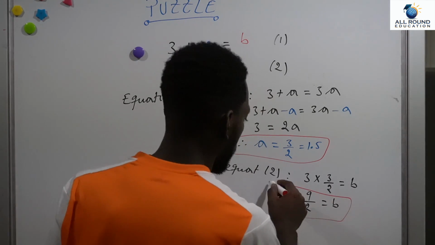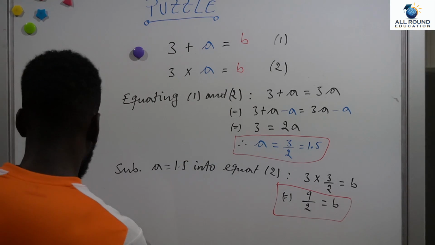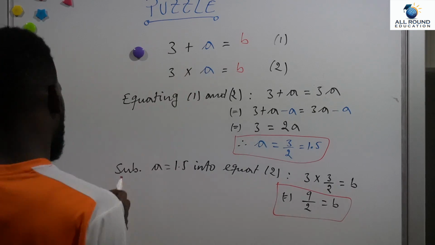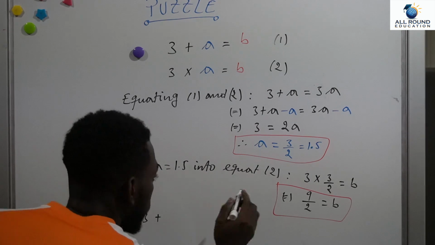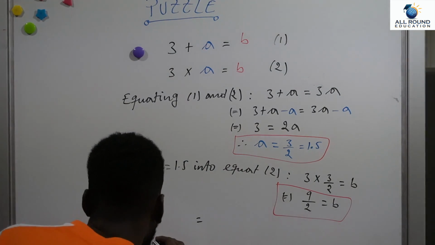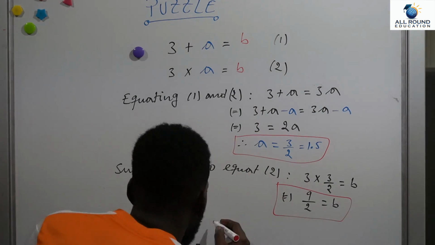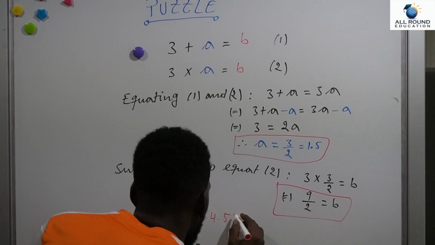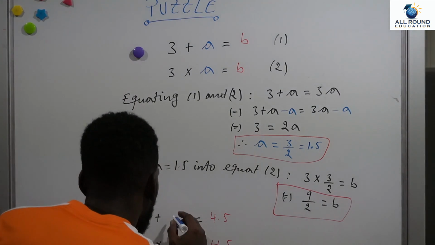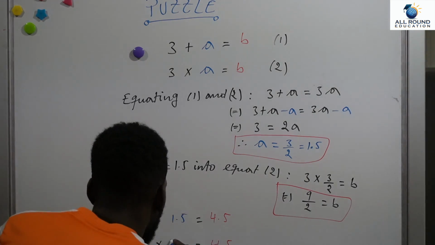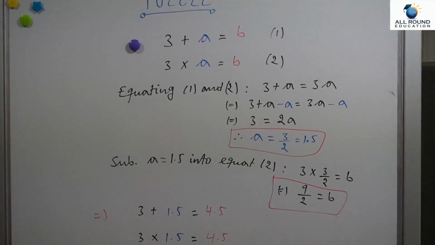So we have got the value of a and we have got the value of b. Now we can check. The puzzle was basically 3 plus that equals that, and 3 times that equals that. If we put in the numbers, it will be 4.5 and 4.5, and the number that we added is 1.5 and 1.5. So these are the answers, guys.